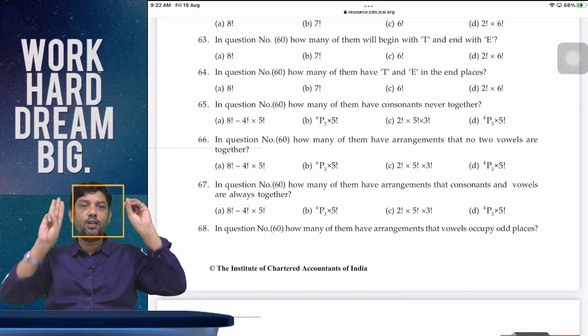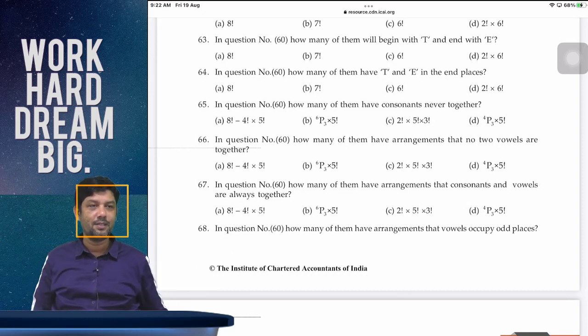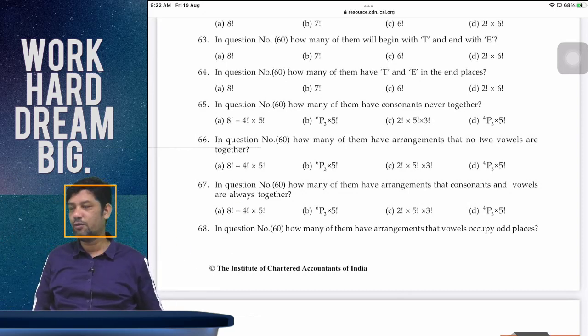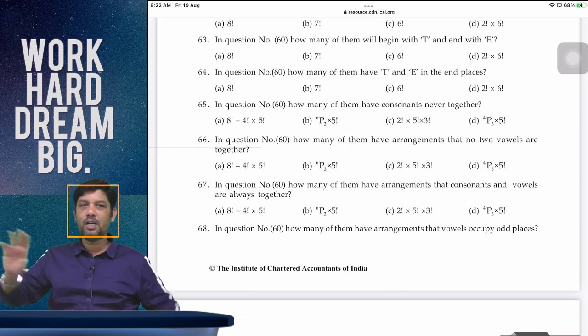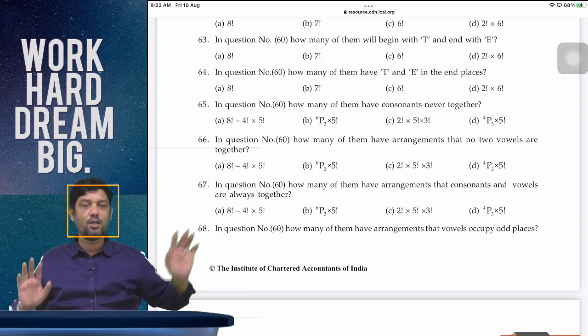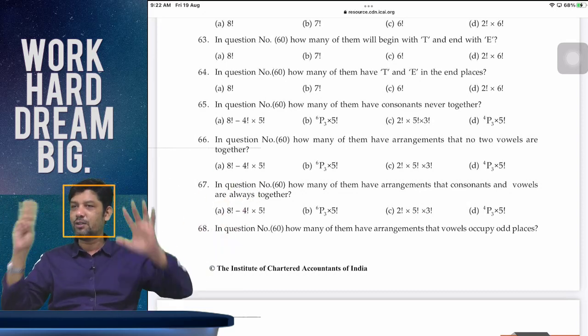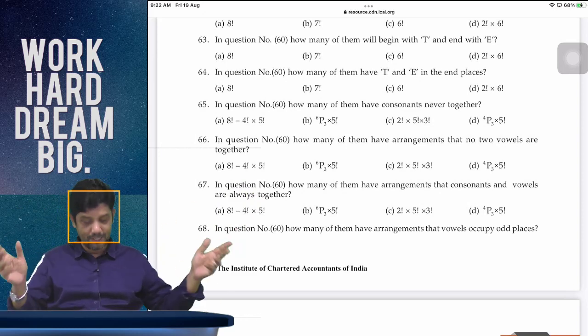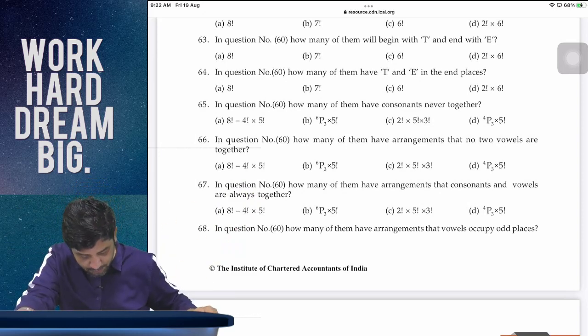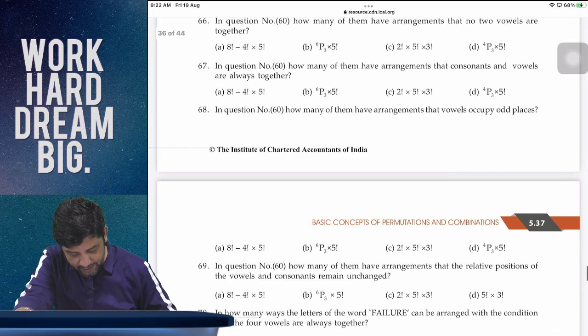3 factorial into 5 factorial into 2 factorial. Am I right, my dear? 3 boys, 5 girls, always boys are together, girls are together. In how many ways can it be done? 3 factorial, 5 factorial into 2 factorial. Answer over. Option C, 68.